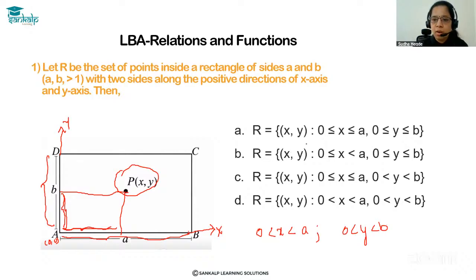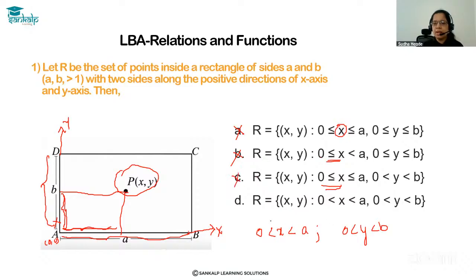Okay, see the options. The first option is {(x, y): 0 less than or equal to x less than or equal to a}. x cannot be 0, because only if the point is on the edge will it be 0. So you can discard this option. Similarly, here also 0 less than or equal to x; x cannot be 0, so you can discard this one also. The same way you can discard this one also.